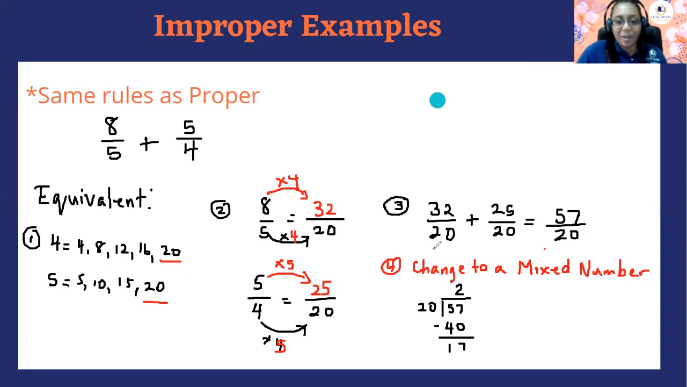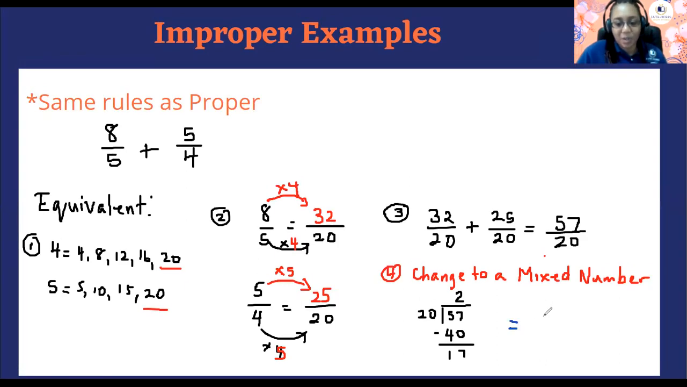So now our final answer is going to be 2 wholes, 17 is our numerator, and our denominator remains as 20. All right, so this is adding. I'm going to give you all 3 minutes, take this down. Write as quickly as you can.